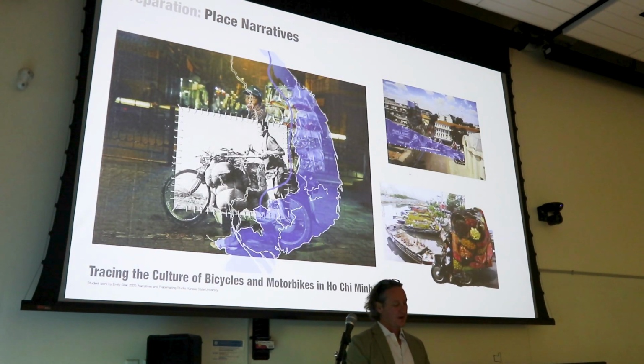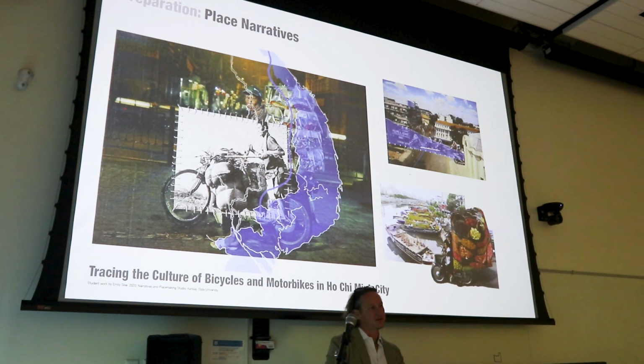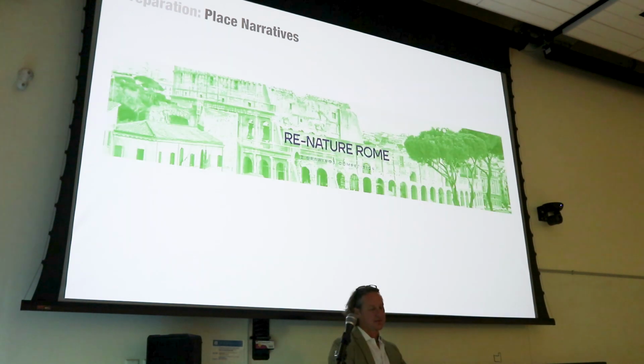Emily was interested in tracing the history and culture of bicycles and motorbikes, because that is a primary form of transportation in Ho Chi Minh City. And she explored that in a variety of ways, including, it's hard to tell in this image, but this was actually a 3-dimensional model that she created of a motorbike with this giant bag, because you see images of people loading up their motorbikes with fruit and vegetables to take to the market. So that became a driving narrative that she was interested in.